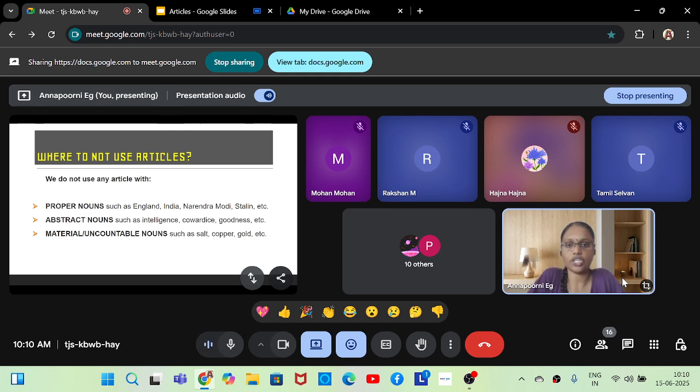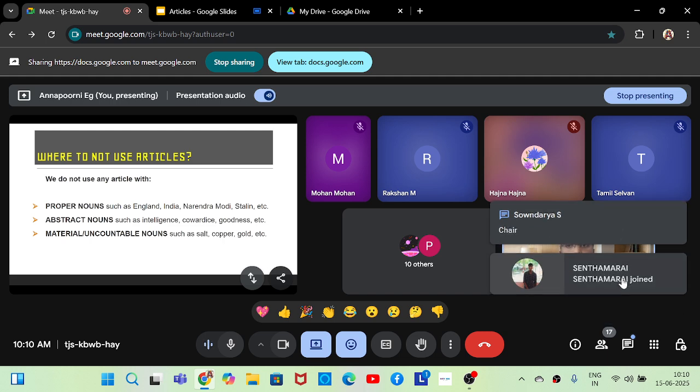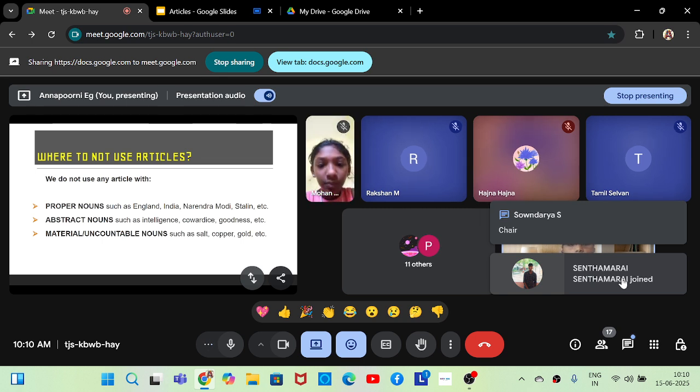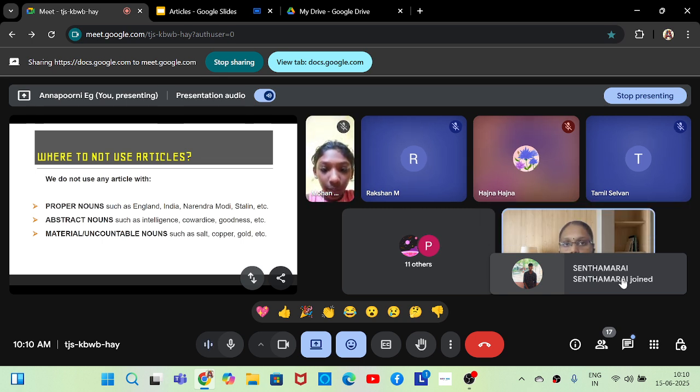You can type it in the chat box or you can switch on your mic and tell. It's up to you. Okay, what are common nouns? Examples. I only want examples. I don't want a definition. Okay, fine. Chair is a common noun. Good. Chair, table, all these are common nouns.